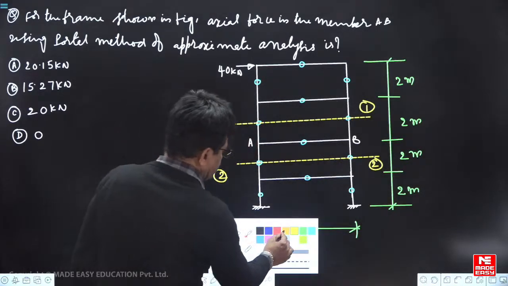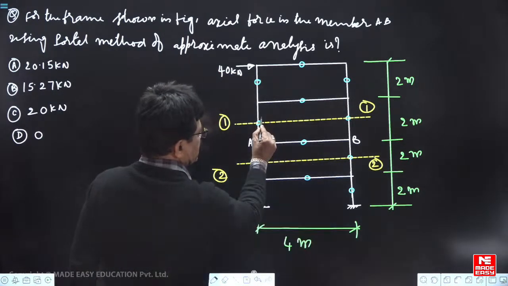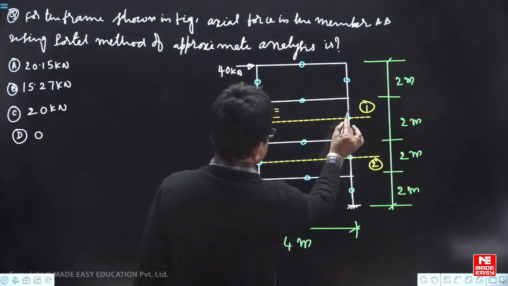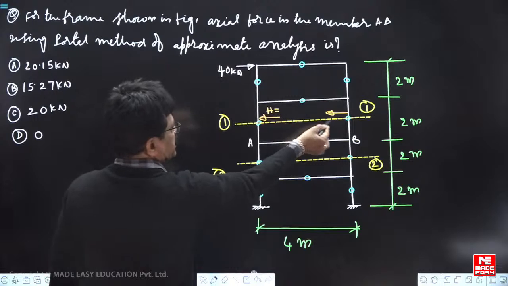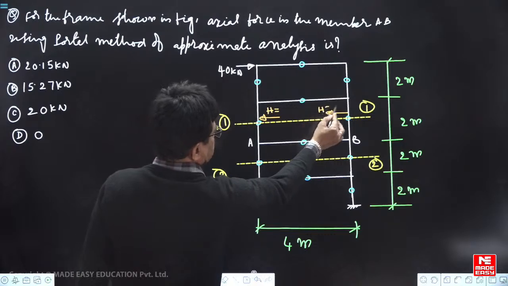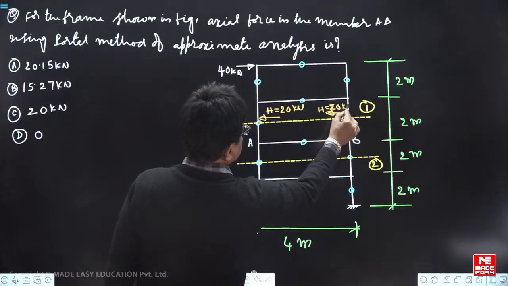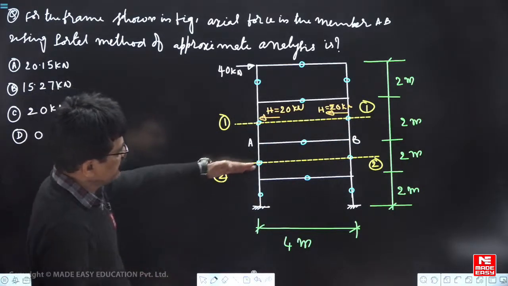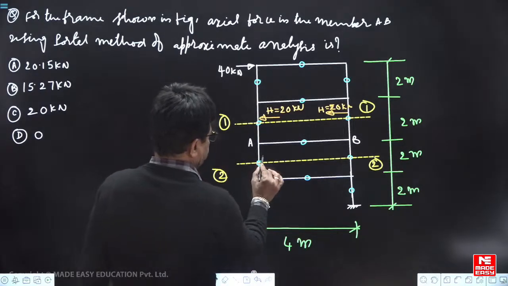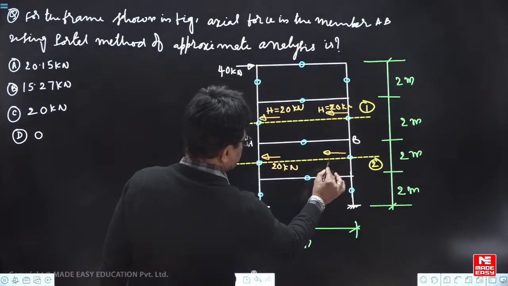If I take free body diagram above 1, 1, when 40 is acting like this, free body directly I am showing here, this is H value, here you will get, here also H, 40 will be shared by this one, so 40 is equal to 2H, that means H you will get 20 kilonewton here, this is also 20 kilonewton here on this free body diagram. If I take 2, 2, above 2, 2, if I take say 20 kilonewton left side, here also left side 20 kilonewton.